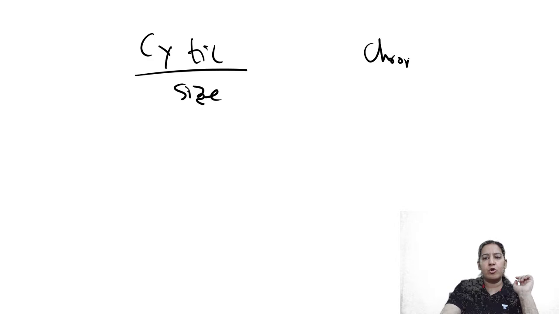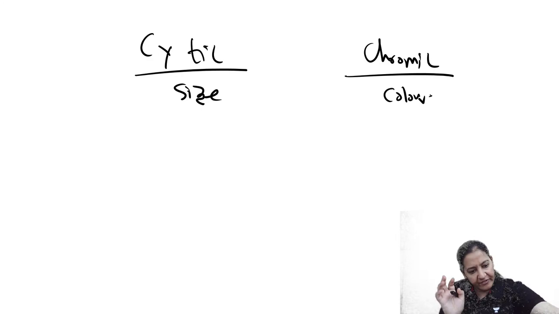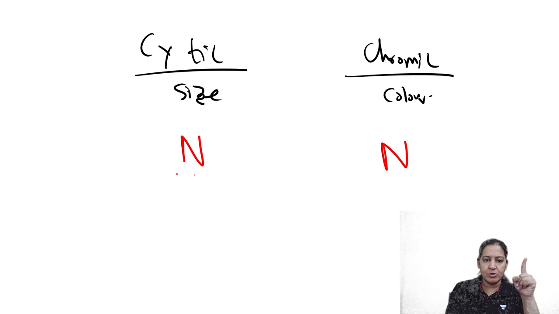So coming to the next point, the three types of the anemia. I'm telling you two things. Cytic means size, and chroma means color. Chroma, the dictionary meaning of chroma is color. If in an anemia the RBC is of normal size and normal color, that anemia is known as normocytic normochromic. Give me a thumbs up. The first type of anemia, normocytic normochromic.